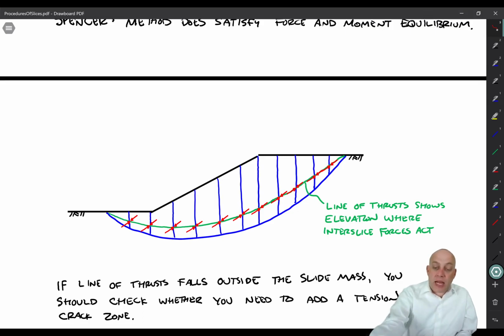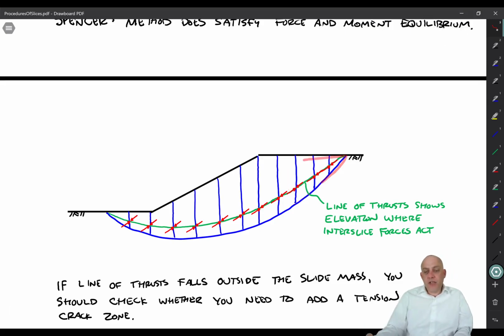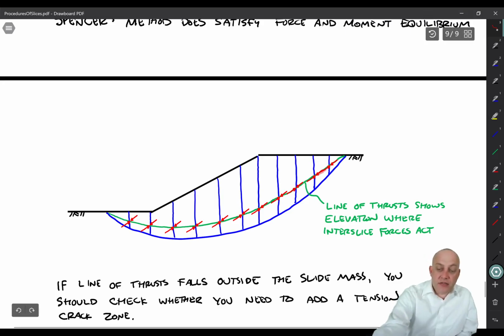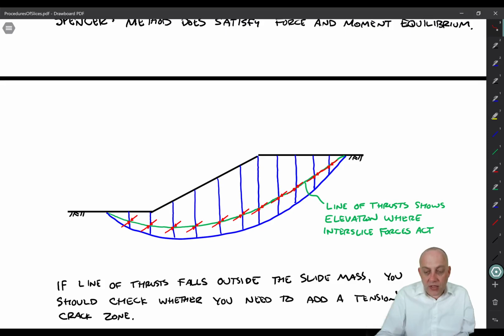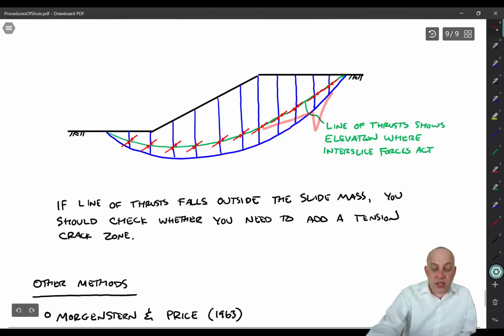So generally what happens is that you have some cohesion and you have a friction angle, but you've forgotten to include a depth of cracking. If you fail to include a depth of cracking, you start getting tension. And once the interslice forces become negative, they're not compressive anymore, that shifts the line of action outside of the free body diagram. So anytime you see a line of thrust that goes outside the free body, there's a mistake that you have to fix. Usually you have to add a tension crack zone.